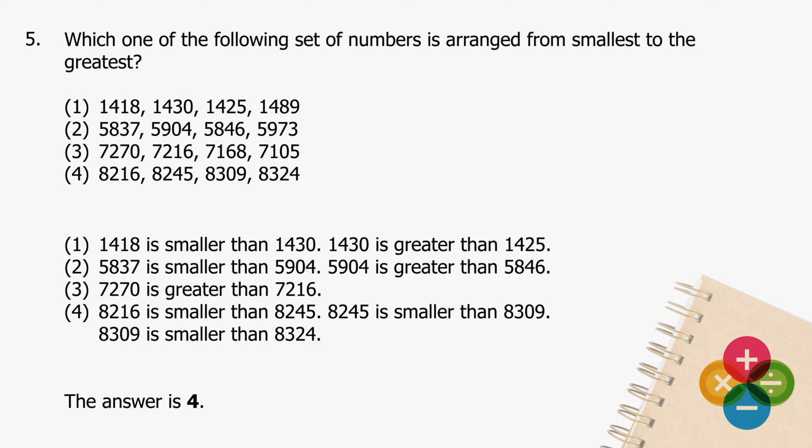7270 is greater than 7216. 4. 8216 is smaller than 8245. 8245 is smaller than 8309. 8309 is smaller than 8324. The answer is 4.